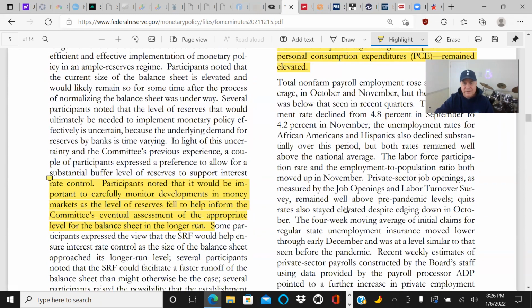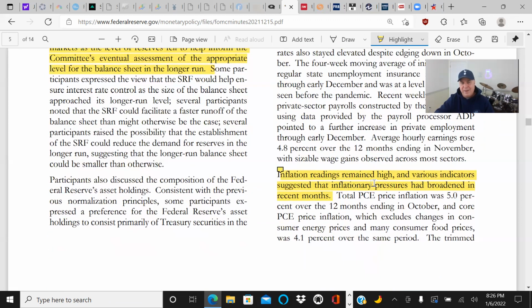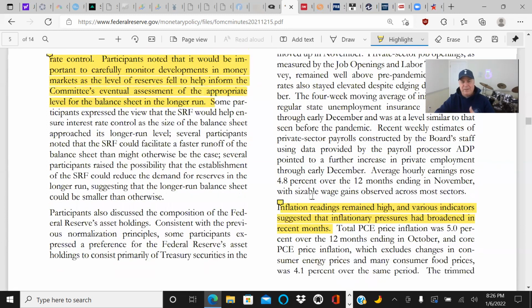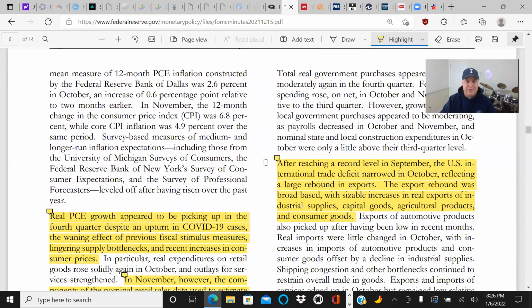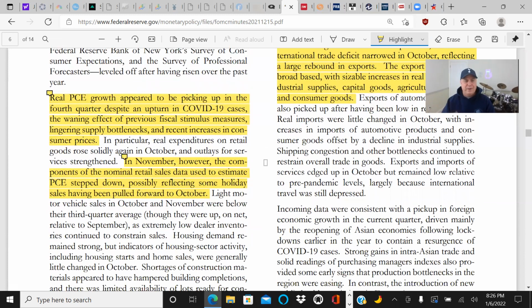Okay, and inflation reads remained high. This we knew, and various indicators suggested that inflationary pressures had broadened in recent months. So, okay, there's basically more inflation over more things they look at that cause inflation. I tend to look at just a few things. I look at food, energy, shelter, and oil and gas and stuff like that. Those are the things I look at. Everything else, I don't have to buy a new car. I don't have to buy a used car. I don't have to go on vacation. These are all things I don't have to do. But when you look at those core things, to me, that's where inflation data really hits home.